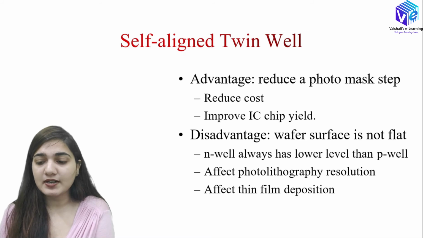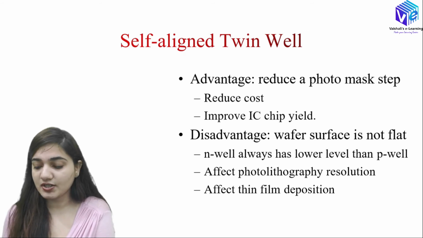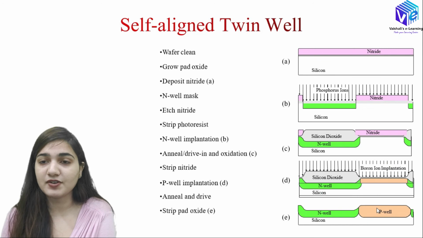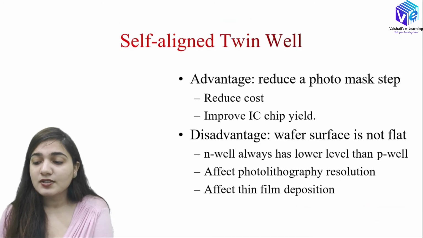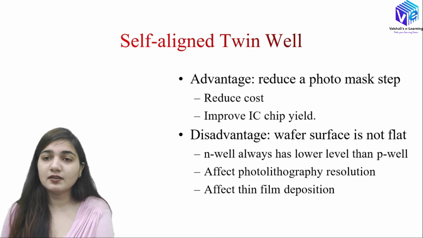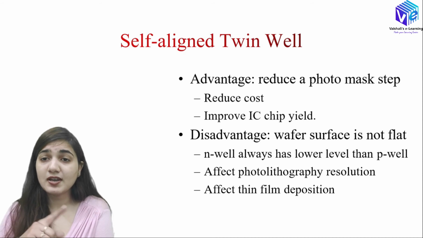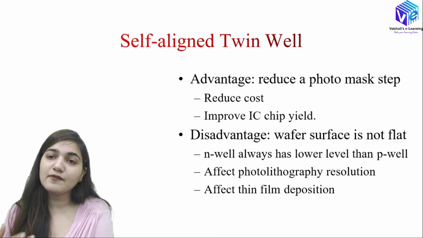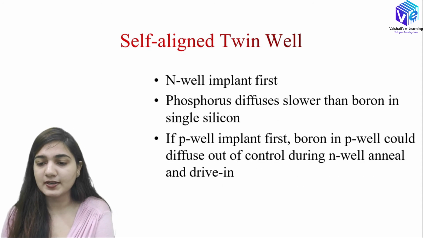Now coming to the disadvantage. The disadvantage is that the wafer structure is not flat. You can see here the N well is somewhat deeper than the P well. So this is how I don't have a flat wafer surface. This is the only disadvantage. So now the N well is always at a lower level than the P well surface. It is going to affect the photolithography resolution in the next steps, and it is going to affect the thin film deposition as well. The next steps would be complicated because here I am not having a symmetric structure, I am having an unsymmetric structure.